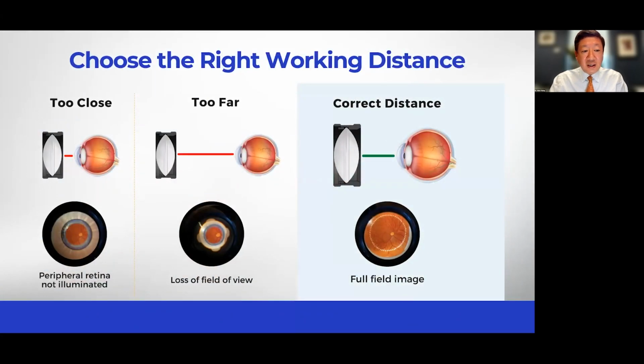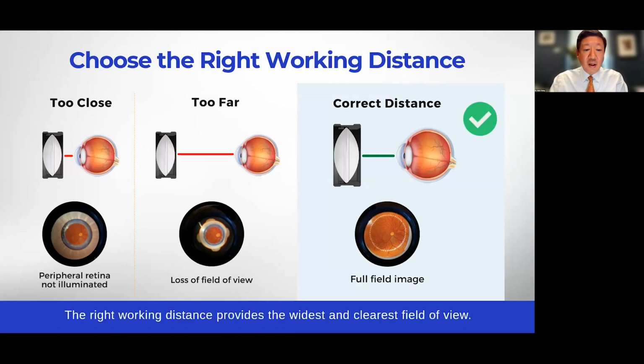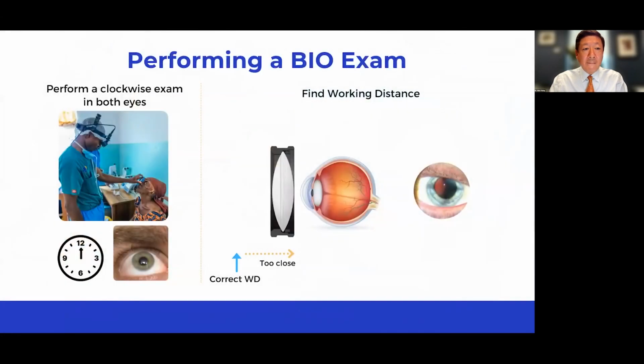Choosing the right working distance is very important. If you're too close with the lens, the peripheral retina is not illuminated and appears dark. Too far, you have loss of the field of view, but the correct distance gives you a full image and fills your lens with a correct, sharp image. So the right working distance provides both the widest and clearest field of view.